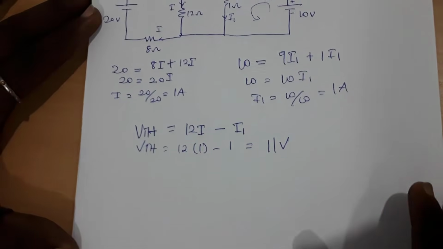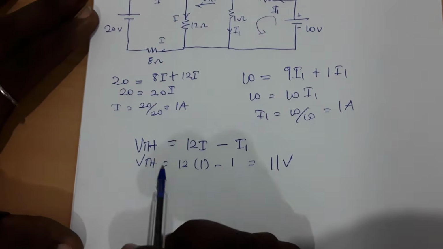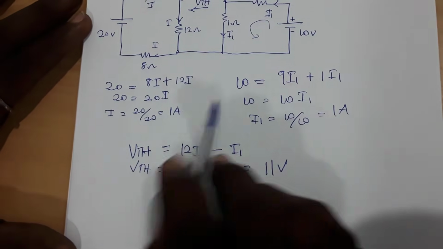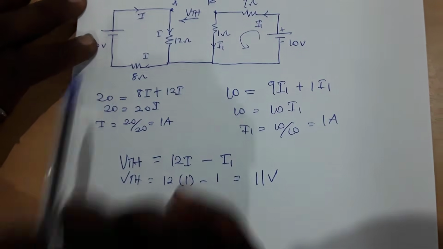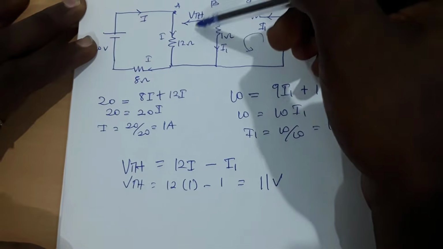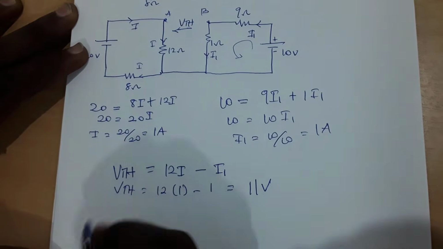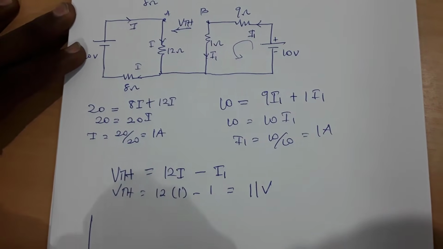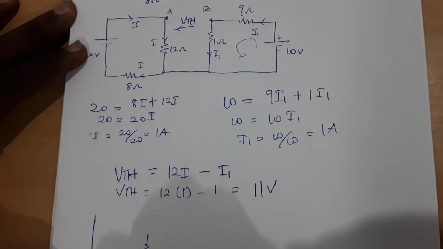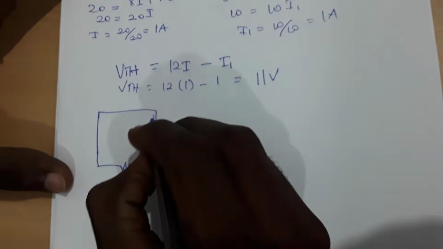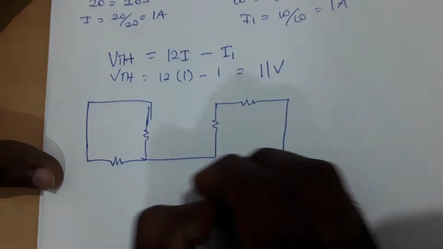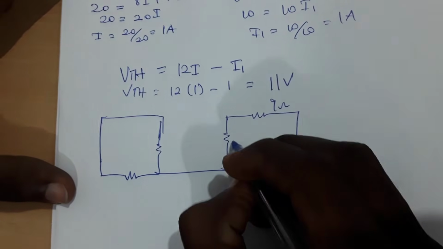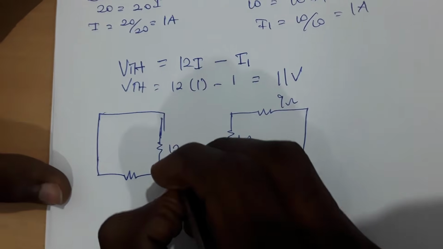Very simple. And in Thevenin, after finding your VTH, you find your RTH. And how do we find RTH? We deactivate all sources. So in this case, we have 20 volts and 10 volts, so we will deactivate them. And after that, we look through the terminal, this terminal, and find the RTH. So it will look like this. We have our 1 ohm here, 9 ohm, then we deactivate. Since they are voltage sources, we short them.